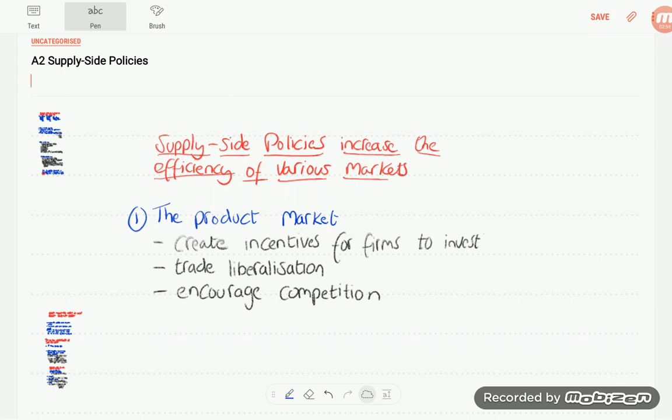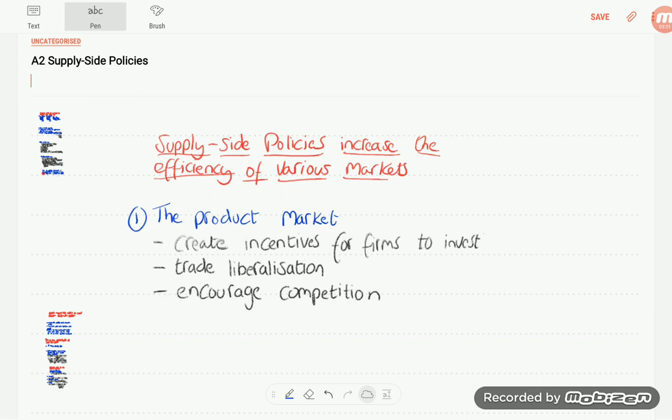For instance, offer firms tax breaks. That is, a reduction in the amount of tax they need to pay if these firms invest profits back into their business instead of paying dividends to their shareholders. Trade liberalisation. This means removing or reducing trade barriers and allowing goods and capital to flow more freely between countries.